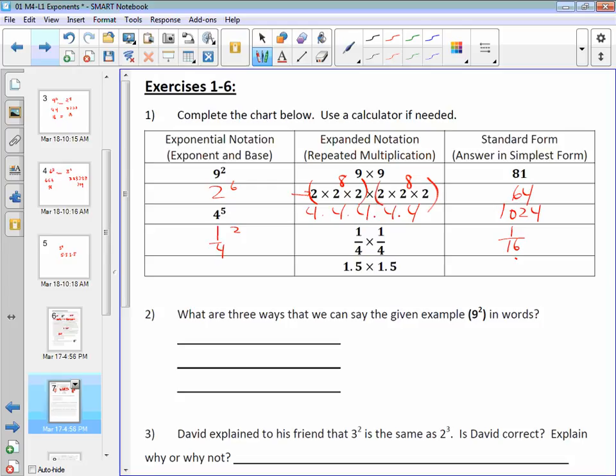Andrew, 1.5 times 1.5, give it to me in exponential form. I'll help you out. What's the base? How many times is that number being repeated in the multiplication? Twice. 1.5 raised to the second power, or squared, or an exponent of 2. And I'll help you out. When you do 1.5 times 1.5, anybody have it? Not 3. Don't add it. 1.5 times 1.5 is not 3.